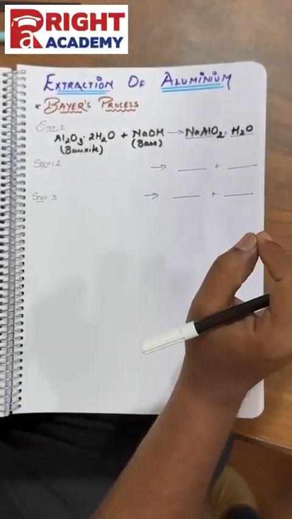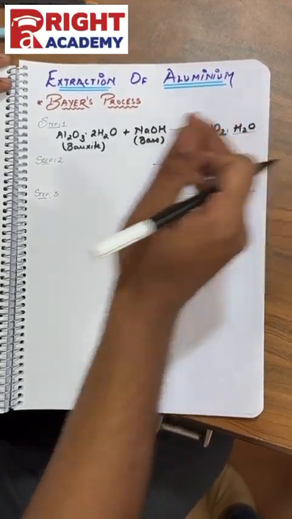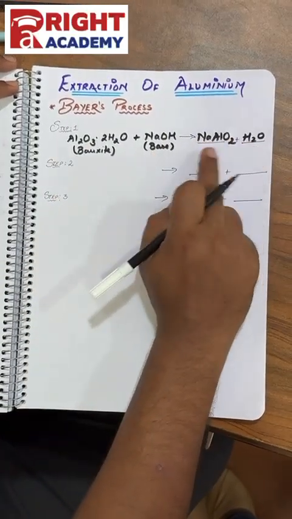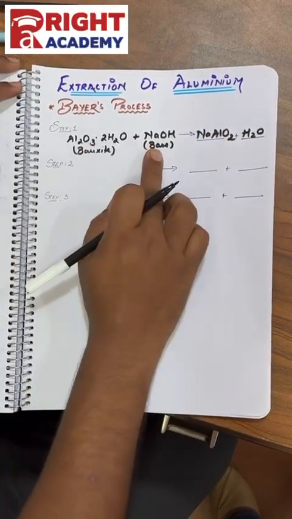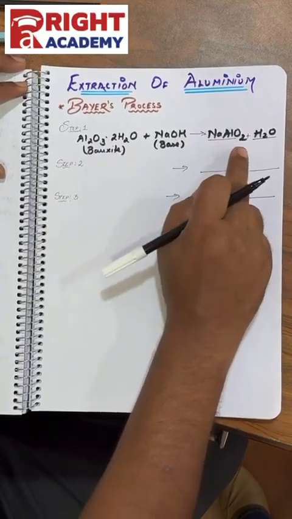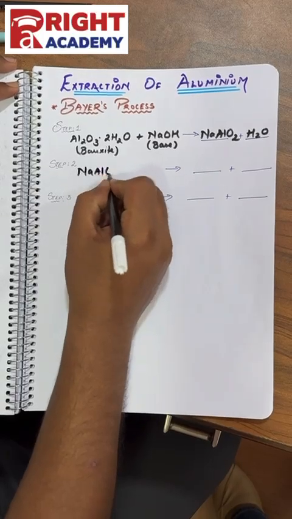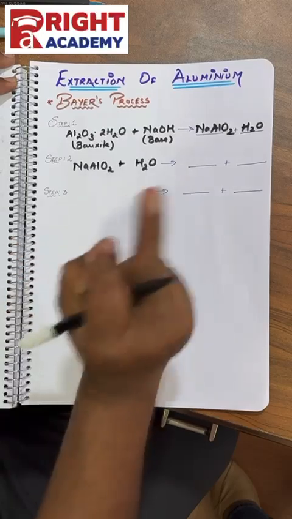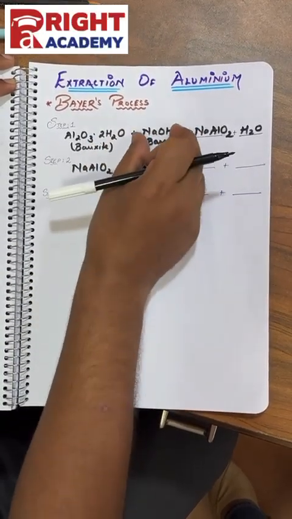Next step is also a trick. Whatever new product you get should be your reactant in the next step. New product, reactant in the next step. So what's new for me here? Both are new: NaAlO2 plus H2O. Because I don't find these two here, right? H2O is there, but it is in combined form. So individual H2O, individual NaAlO2 will be my reactants. So NaAlO2 plus H2O.